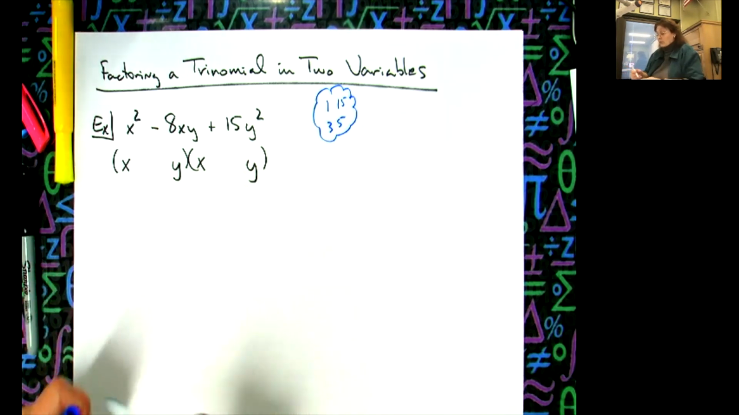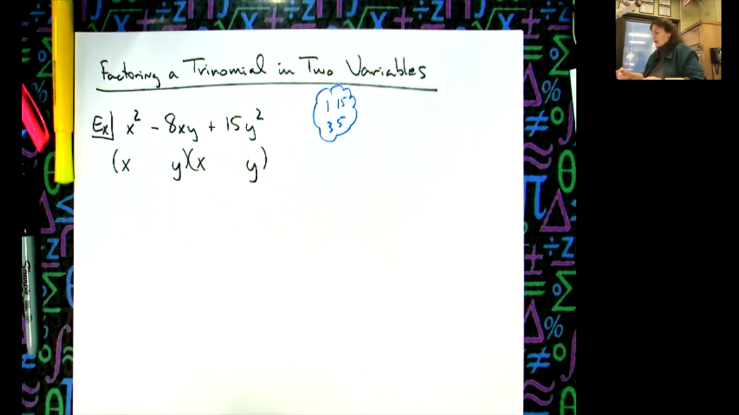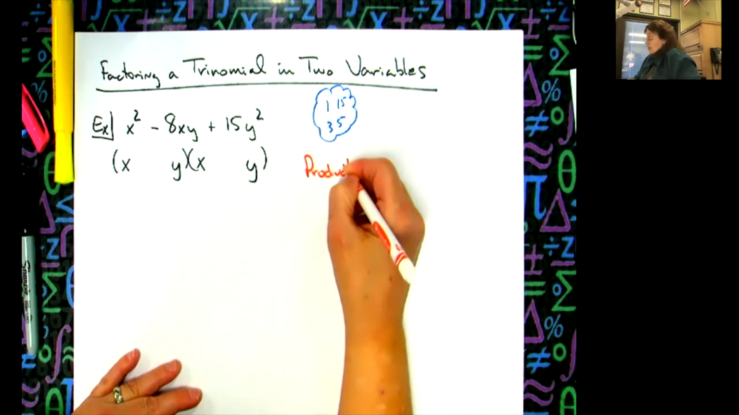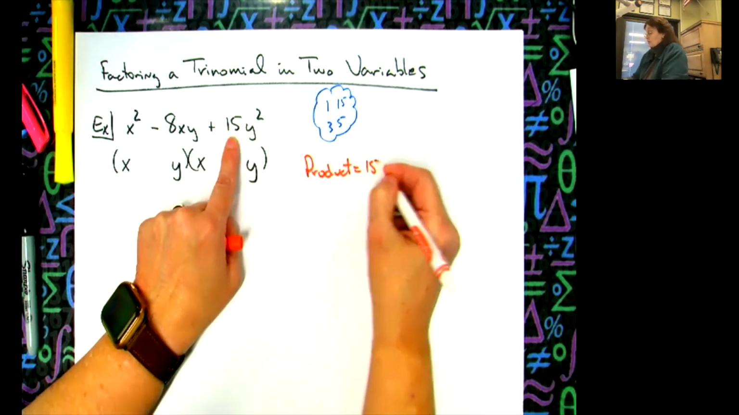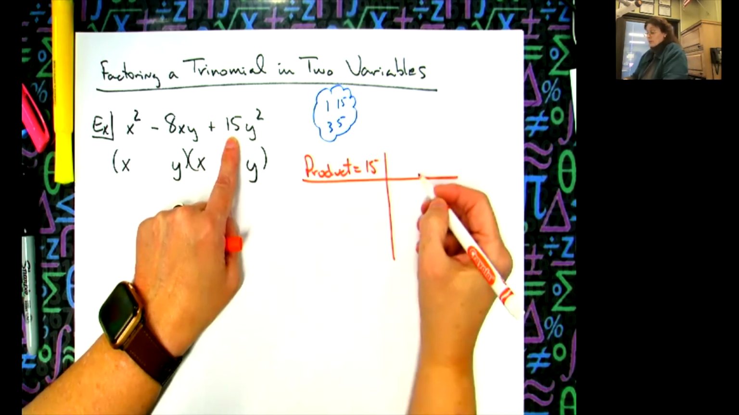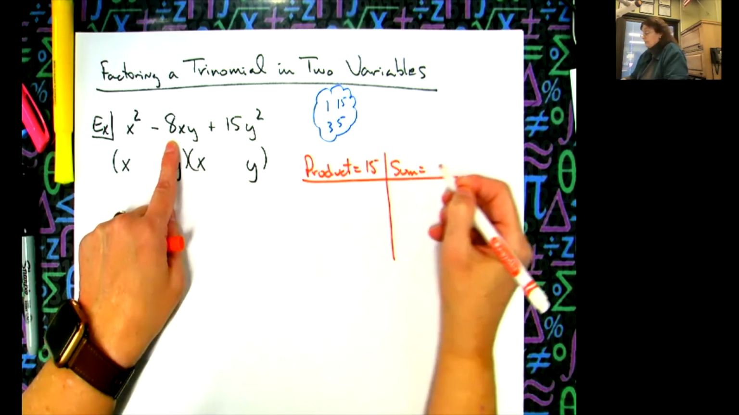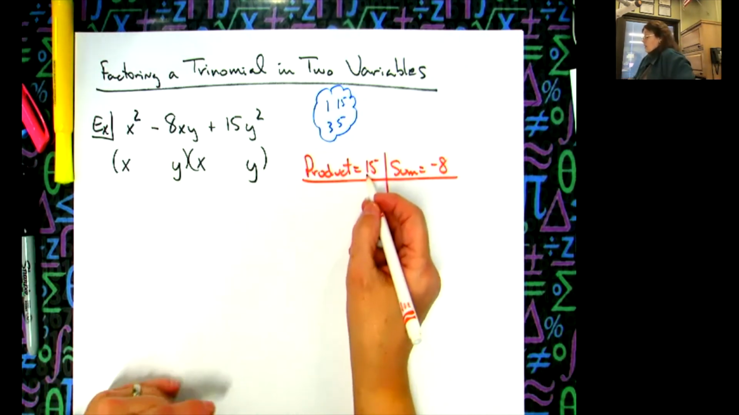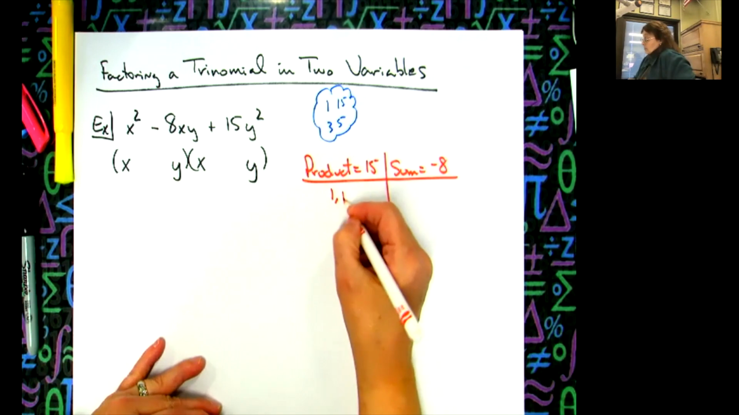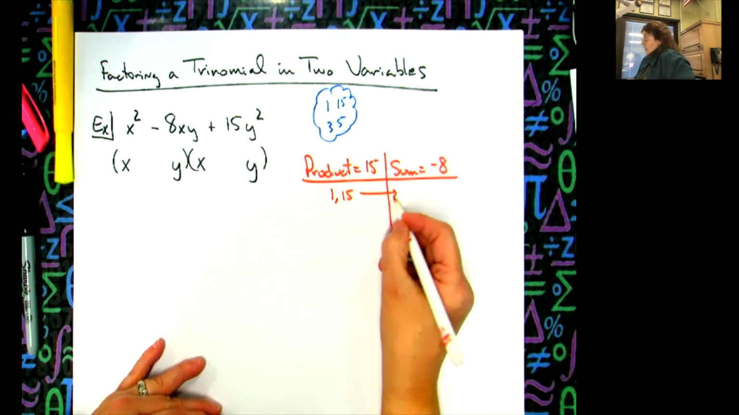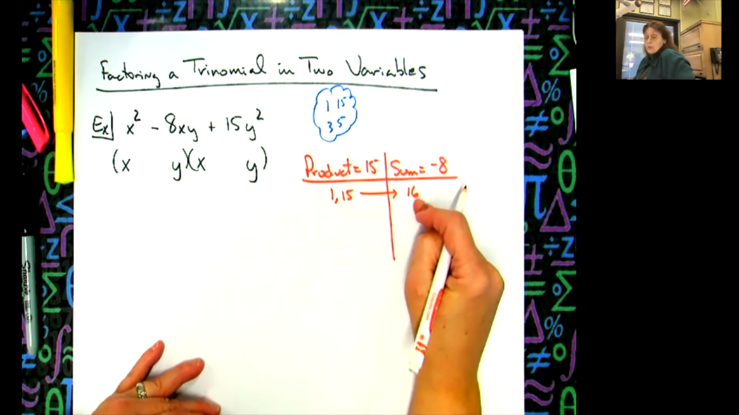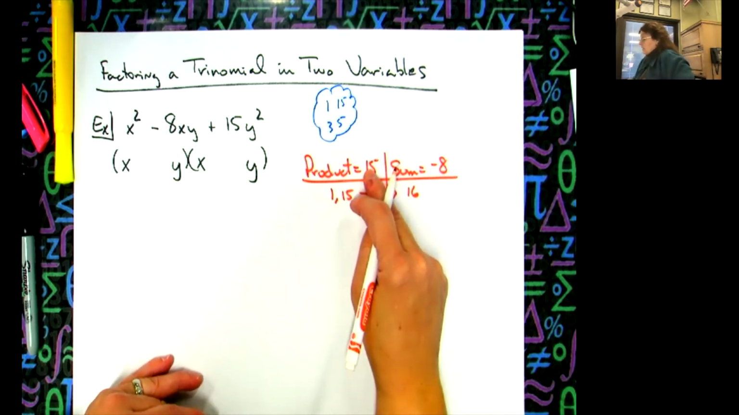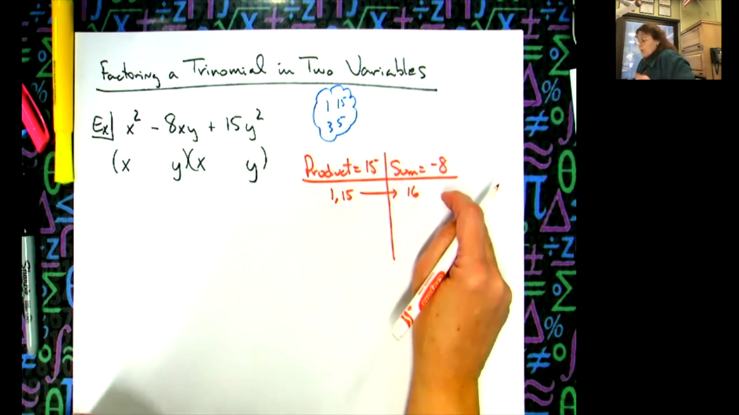Okay. Now, let's go ahead and make the chart here just for those people that are liking the chart. All right. Let's say I have a product and it's got to equal my positive 15. And my sum, it has to equal a negative 8. Okay, so again, I'm going to list those. Now, if I list a 1 times a 15, and then when I go to add those, I get a 16, I'm never going to get a negative number, right? So when I do my products to get a positive 15, the only way I'm going to get a negative sum is if they're both negative.